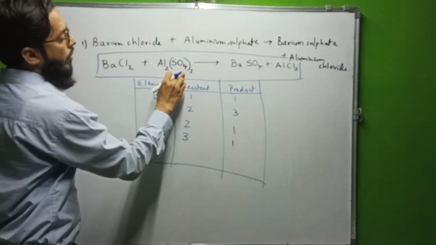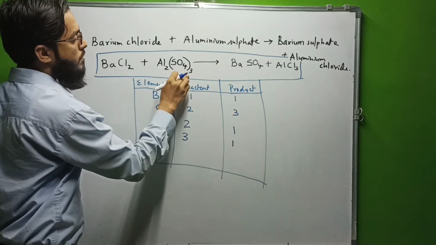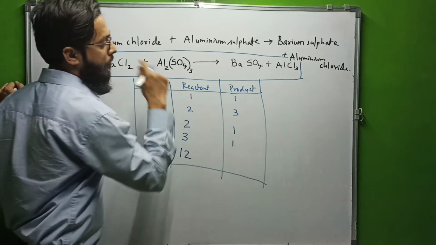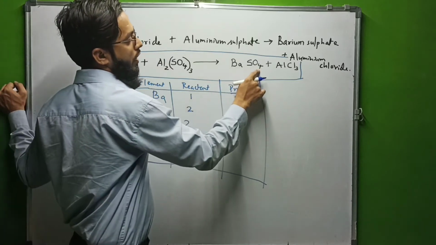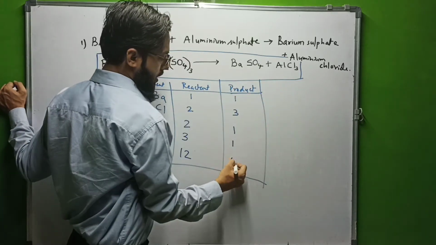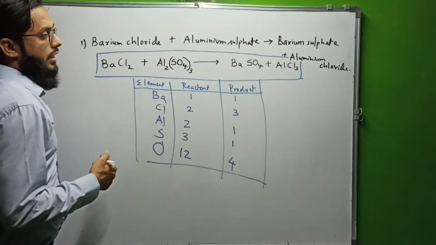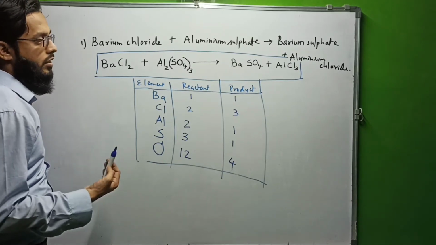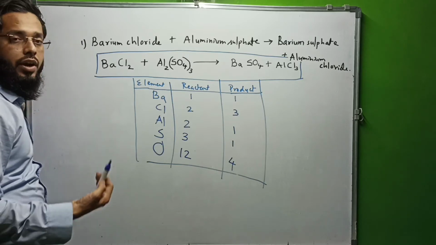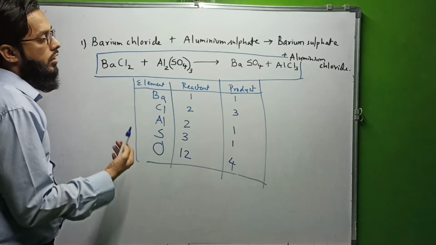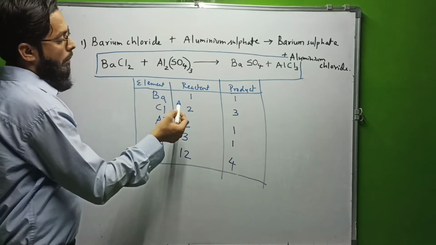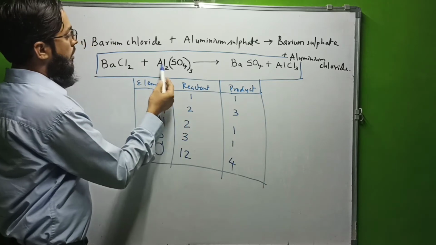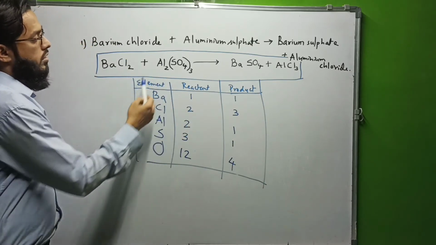Always remember, whenever there is a bracket and a subscript, always multiply this number. 4 3s are 12. We have 12 oxygen atoms on the reactant side, and on the product side we have just 4 oxygen atoms. Now you can see this is an unbalanced chemical equation. Now we have to balance it. As we are using the hit and trial method, we will multiply by a simple whole number.